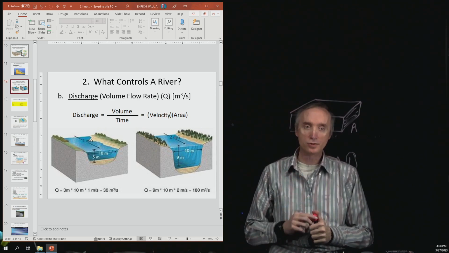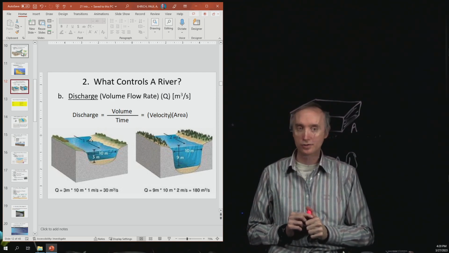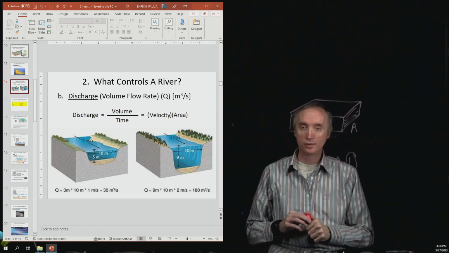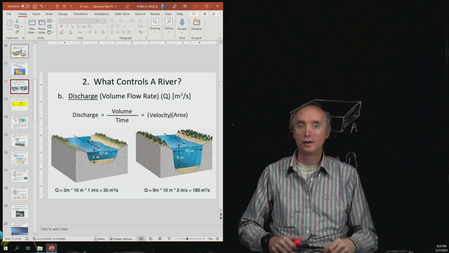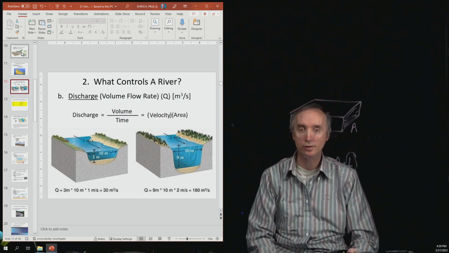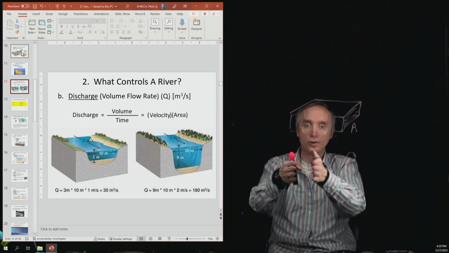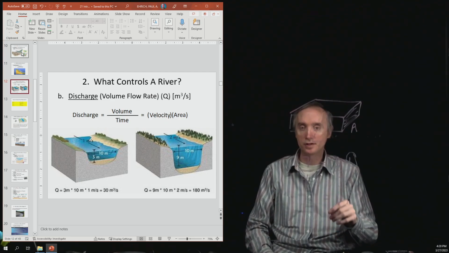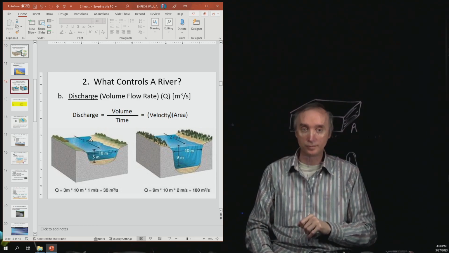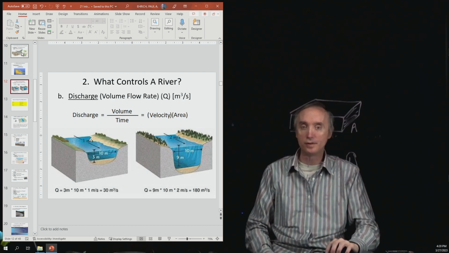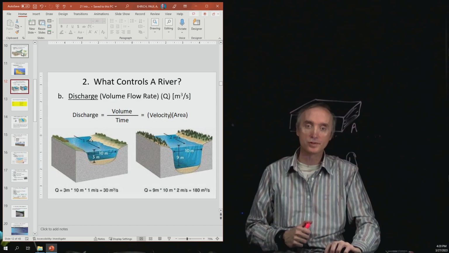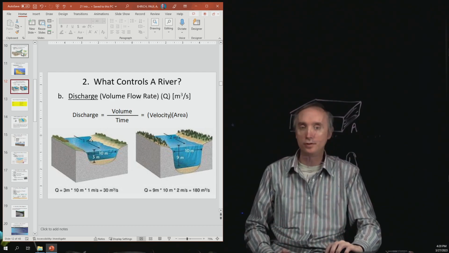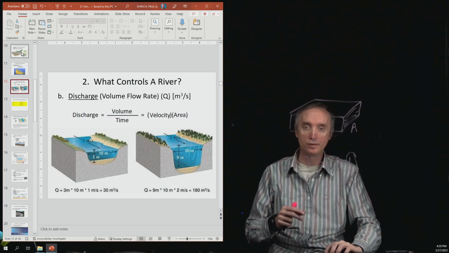In this picture here on the left, it shows two calculations of the volume flow rate. The first one has a depth of water of 3 meters, and going across the river is 10 meters. So the area is 3 times 10, which is 30. Then it says the speed of the river is 1 meter per second. If you multiply that all together, you get 30 cubic meters per second. That would be the volume flow rate of the first river.